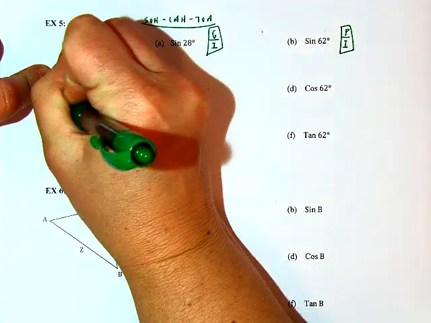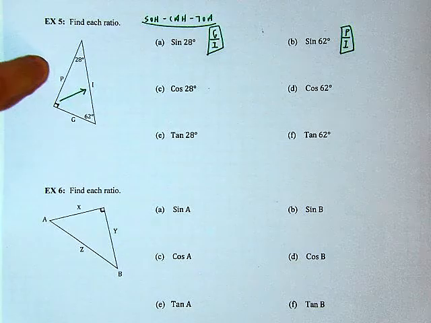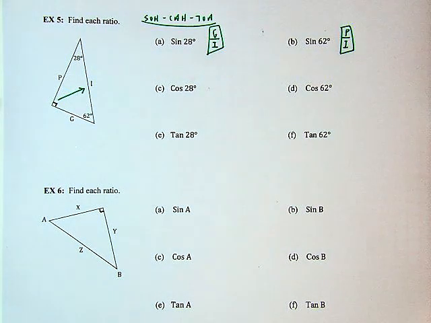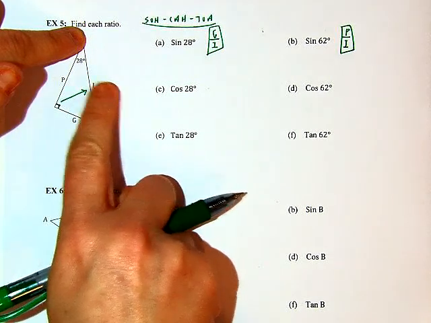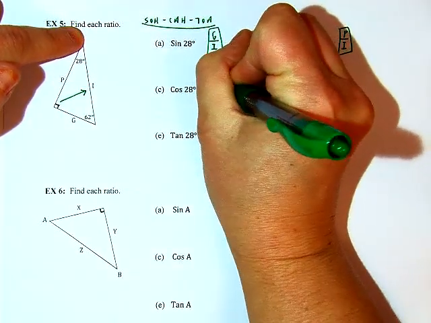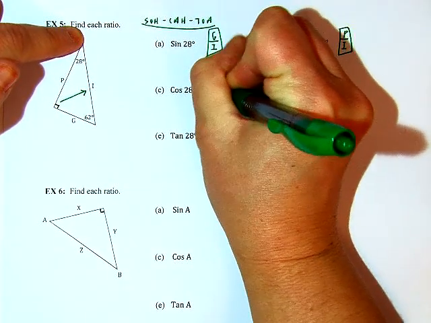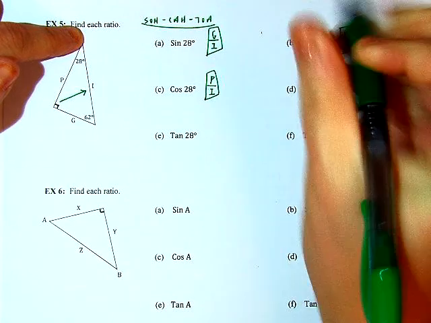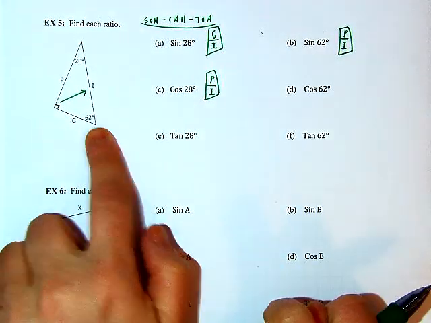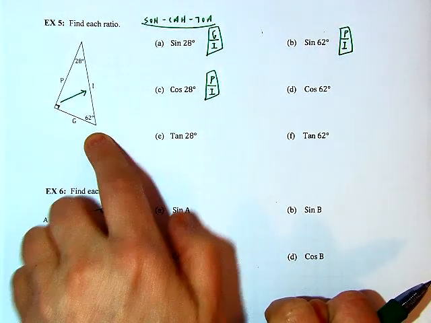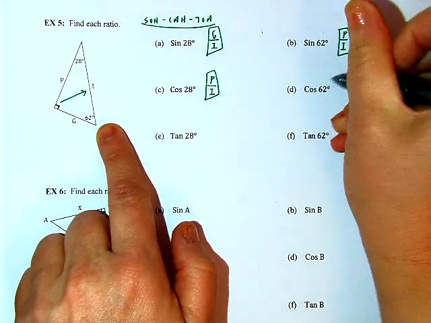Might even help just to always draw that arrow in across from the right angle. Just reminds you that that's always the hypotenuse. So from this angle 28, adjacent to hypotenuse would be P to I. And if I go to the 62 degree angle, my adjacent side here would be G, and my hypotenuse is I, G to I.